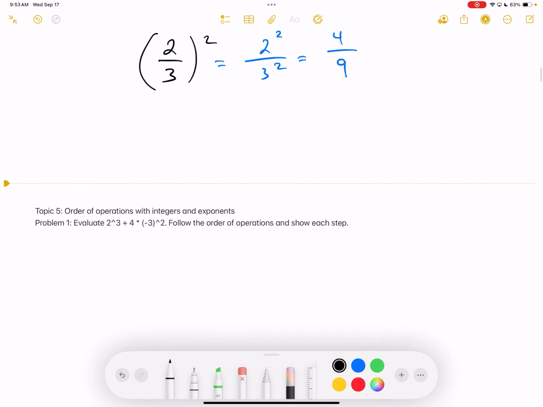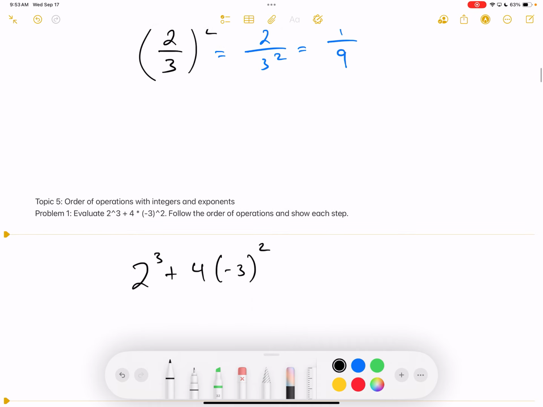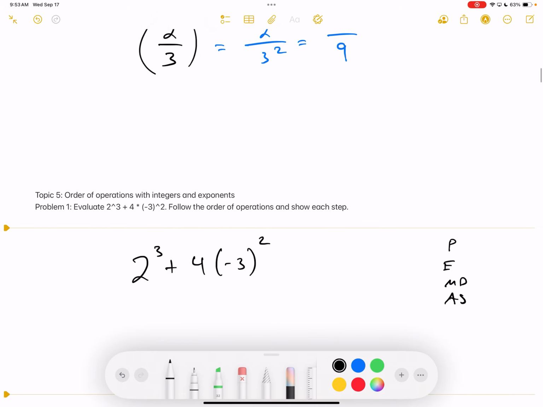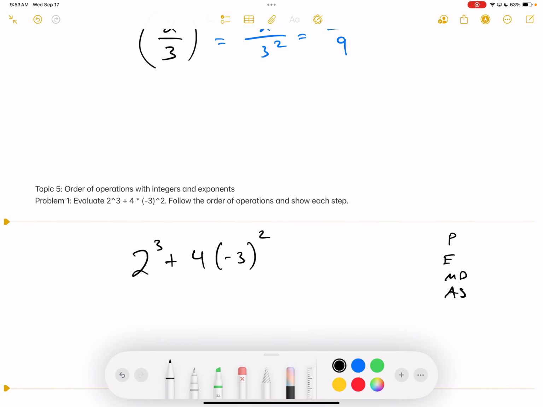All right, order of operations with some exponents. 2 cubed plus 4 times negative 3 squared. So it is, please excuse my dear Aunt Sally, but remember multiplication and division, when you get to that choice, it works left to right. So if you have the choice between multiplication and division, you work left to right.